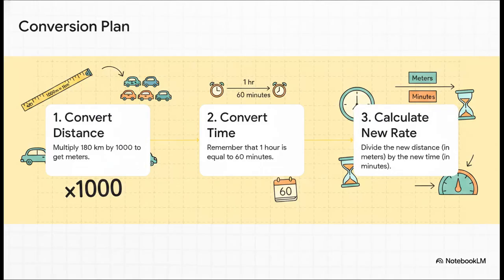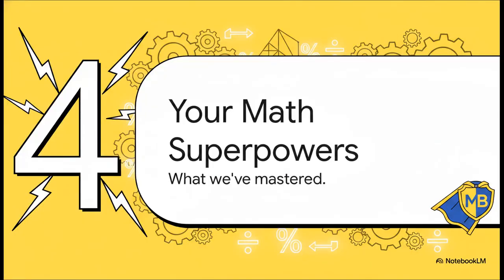So, here's our game plan. First, let's take care of the distance. We know there are 1,000 meters in a kilometer, so we multiply 180 by 1,000. Got it. Next, let's do the time. 1 hour is just 60 minutes. Now that we have our new distance in meters and our new time in minutes, we just divide the new distance by the new time to get our final rate. And just like that, we've solved every single problem.